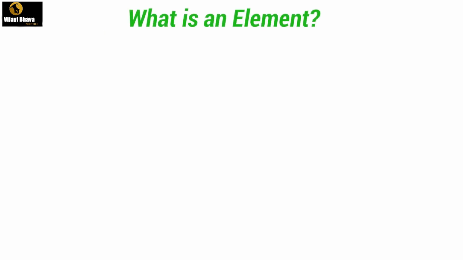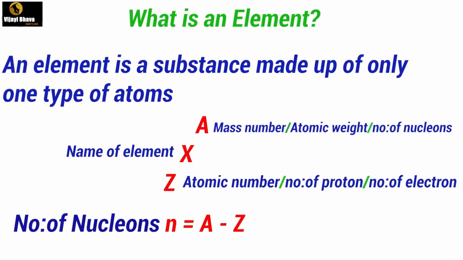Now, in the first statement I gave in the introduction, I referred that the atom is the basic particle of the chemical elements. Now, let me tell you what an element is. An element is a substance made up of only one type of atoms. An element is represented by ZXA, where X is the name of the element, Z is its atomic number, otherwise called number of protons, otherwise called number of electrons, and A is called its mass number or number of nucleons or atomic weight. The value of A minus Z gives the number of neutrons.